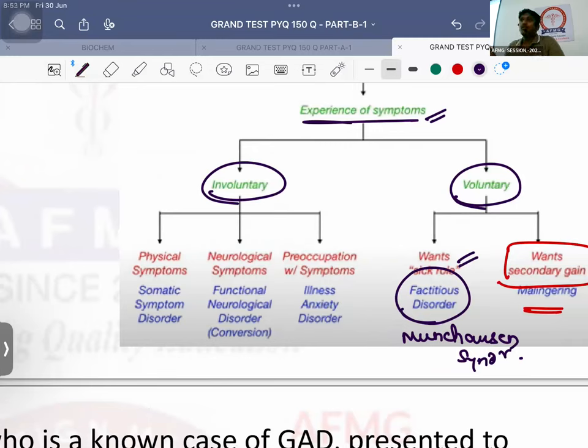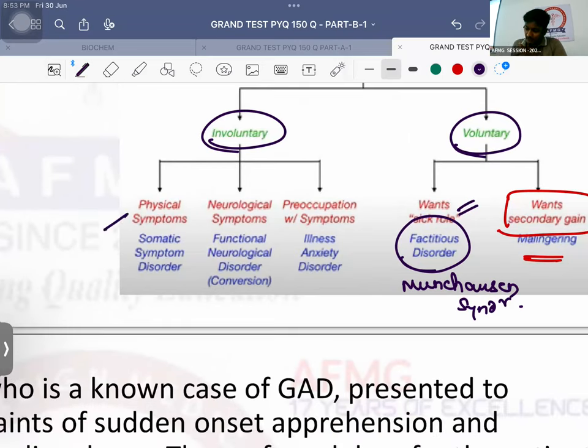iska matlab ye symptoms uske control mein nahi hai. He is not able to control. So involuntary experience of symptoms, you need to see if he is having the physical symptoms, like wo bolta headache, abdominal pain, haath mein dard hai, these are physical symptoms. If he is preoccupied with the idea of having these physical symptoms, then the diagnosis should be somatic symptom disorder.